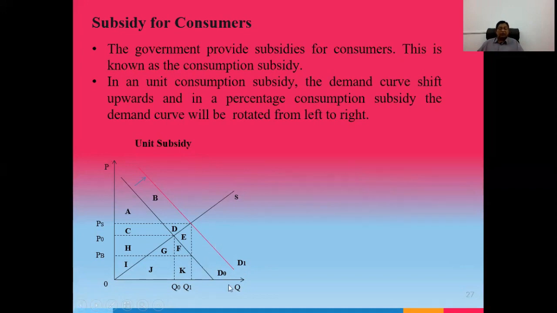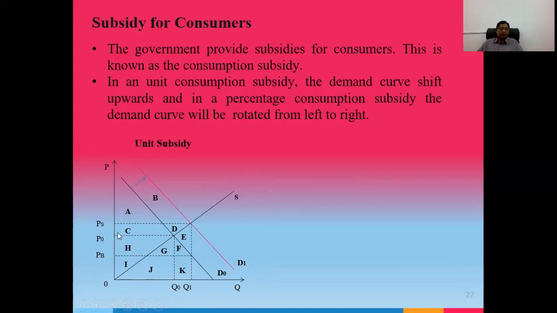The initial demand curve is given by D0. The initial supply curve is given by S. Initial equilibrium price P0, initial equilibrium quantity Q0. Then initial consumer surplus AC, initial producer surplus IH. Then after the unit subsidy on consumers, the demand curve shifts from D0 to D1. Then equilibrium price PS, equilibrium quantity QS.